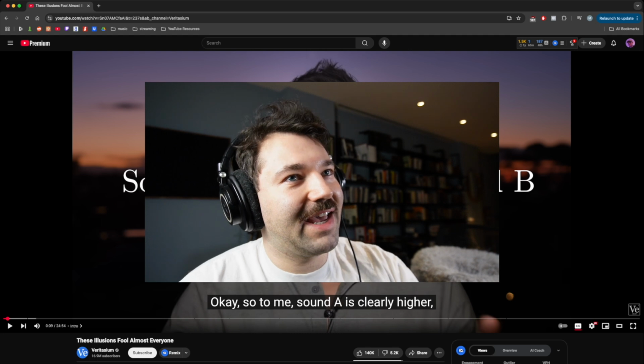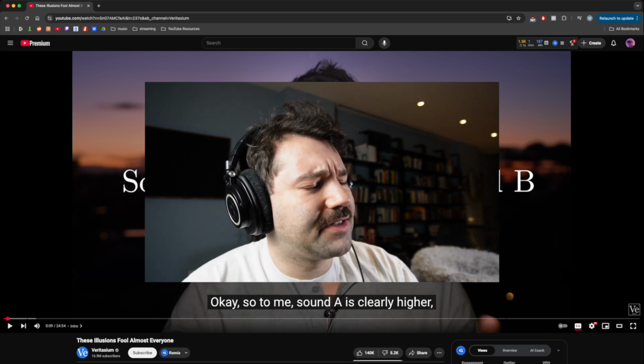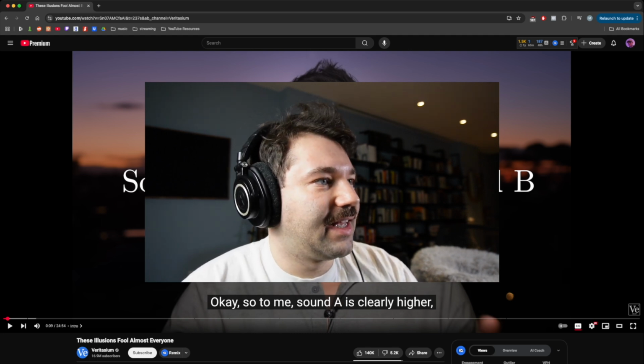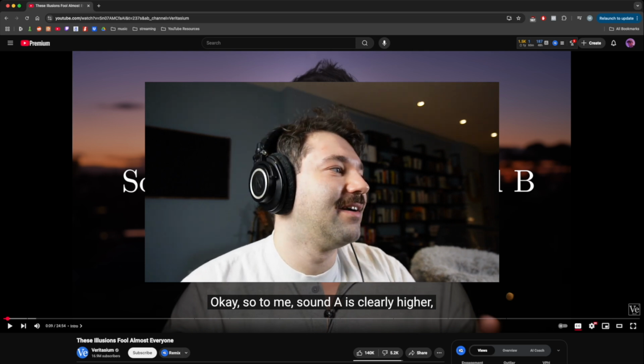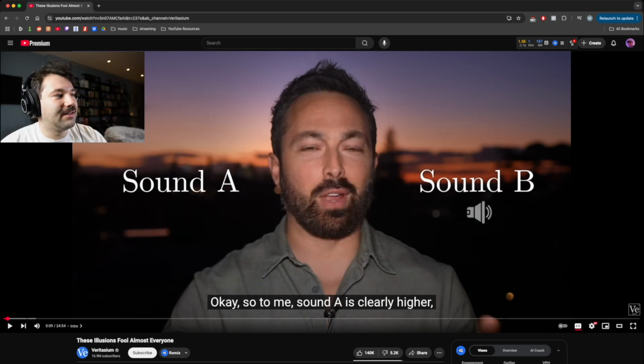Okay. Sound A is a single clean tone, like a sine wave, and then sound B is a chord, so there's multiple pitches in there. I'm not sure if maybe the lowest sound in sound B is lower than sound A, but there's definitely multiple pitches in sound B, some of which are higher pitched than in sound A.